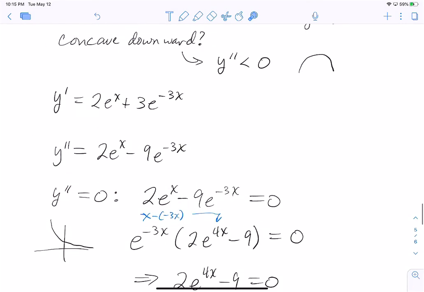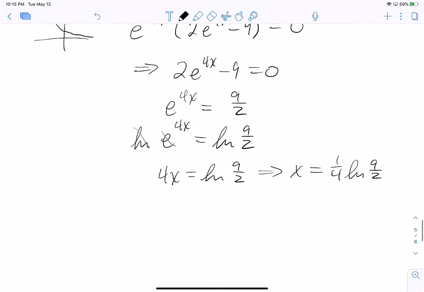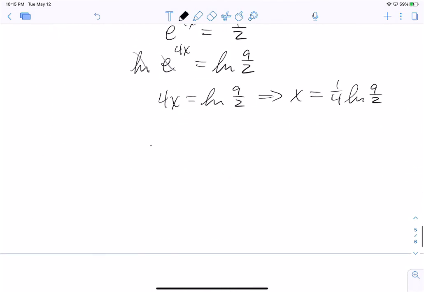We wanted to know where the second derivative was less than 0. So I'm going to use the test point method. On a number line here, I'm going to mark 1/4 times the natural log of 9 halves. And I'd like to know the nature of y double prime to the left and to the right of that value. For that, it's useful to note that a calculator value for 1/4 times the natural log of 9 halves is approximately 3/10.